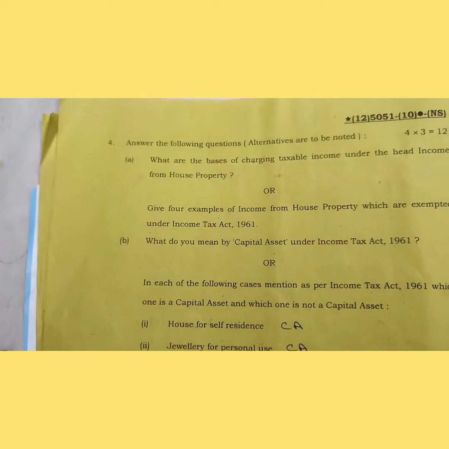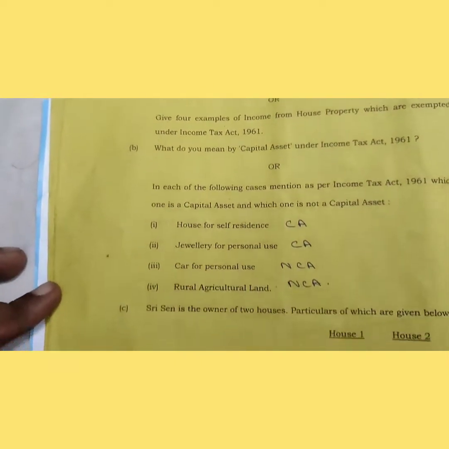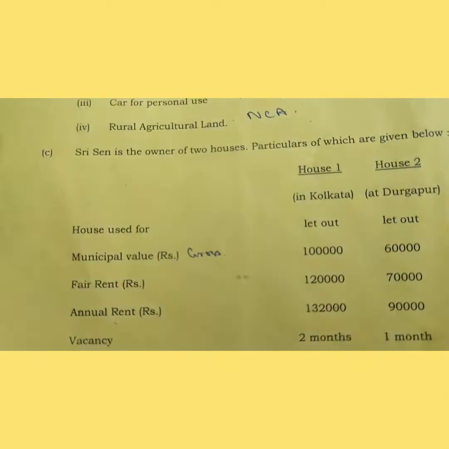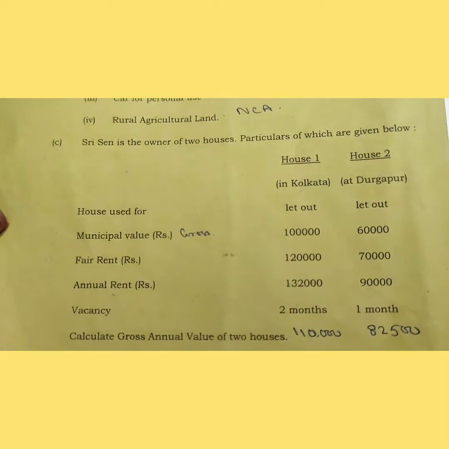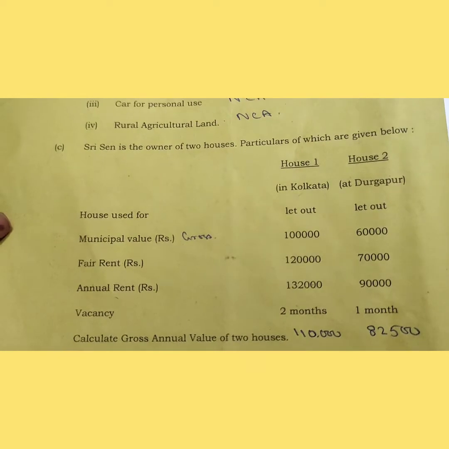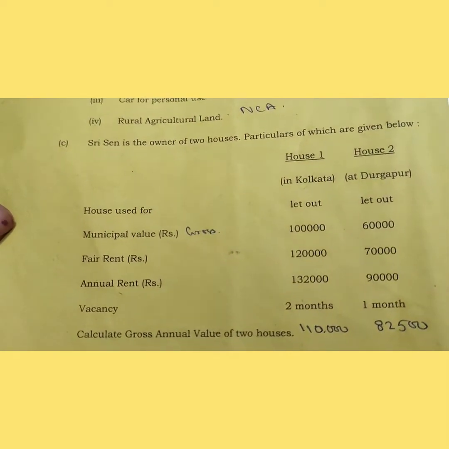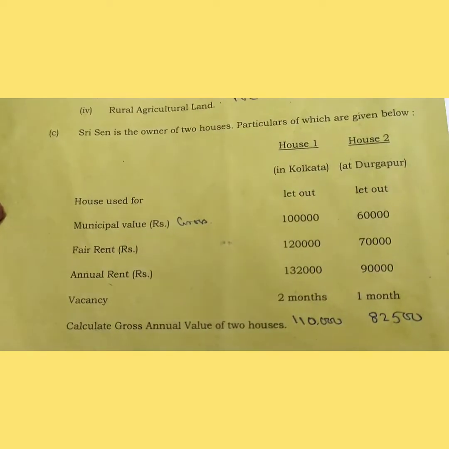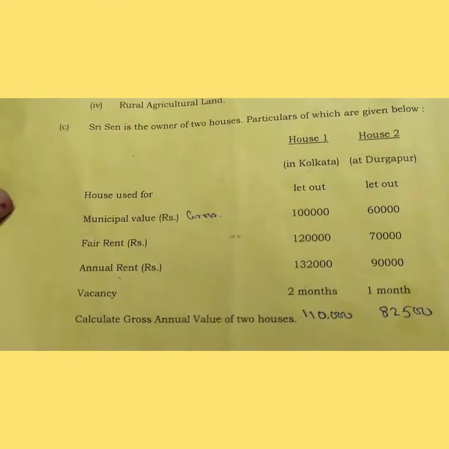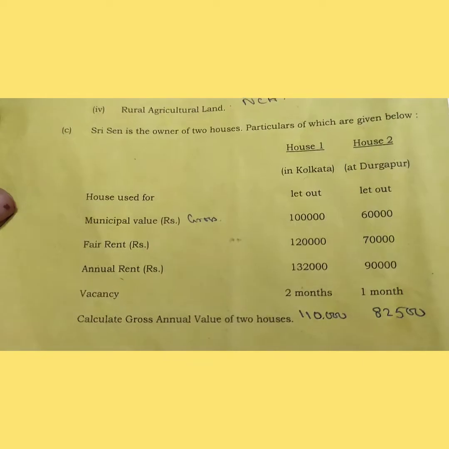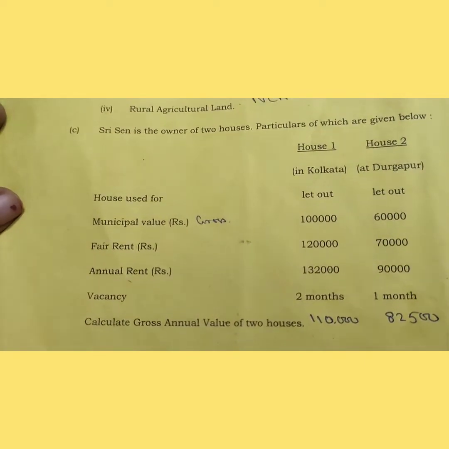In the year 2019, question number 4, section C, there is a sum for house property. What is the sum? Sri Sen is the owner of two houses, particulars of which are given below. The two houses, one in Kolkata and another at Durgapur. Both houses are let out.